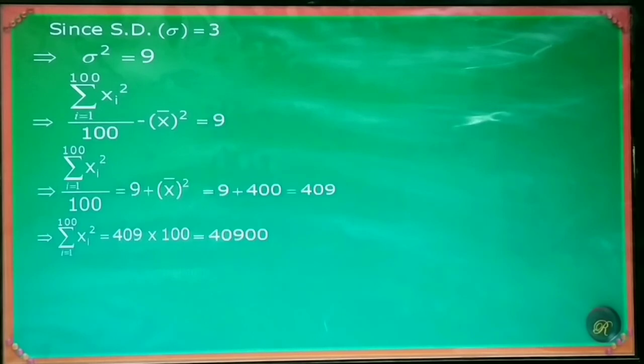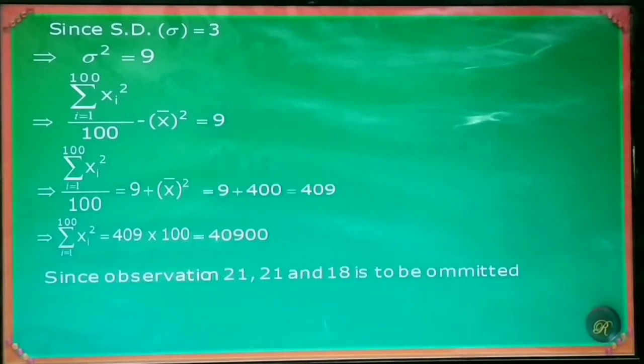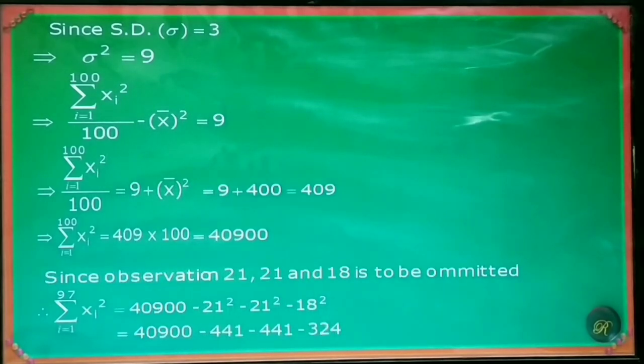Since observations 21, 21 and 18 are to be omitted, therefore sigma xi square, i is equal to 1 to 97, is equal to 40,900 minus 21 square minus 21 square minus 18 square, is equal to 40,900 minus 441 minus 441 minus 324. Simplification is 39,694.